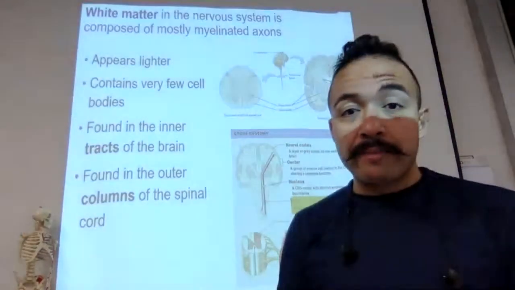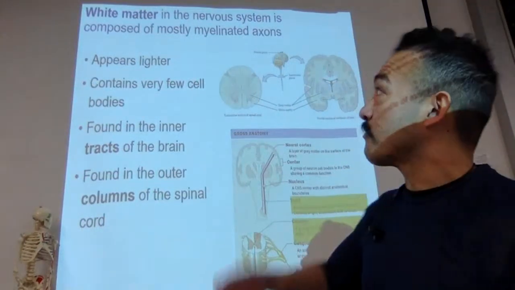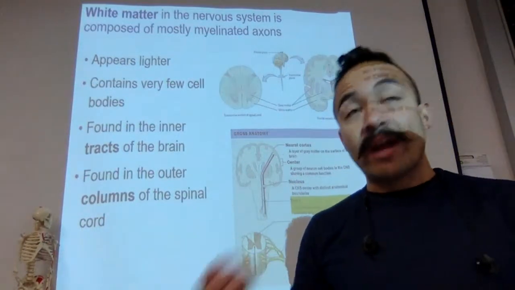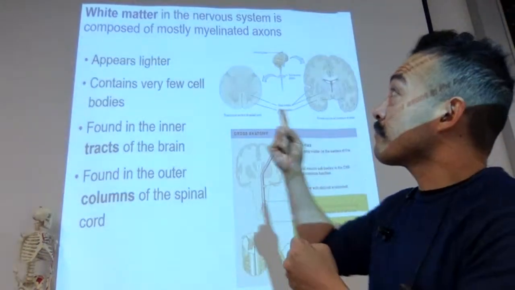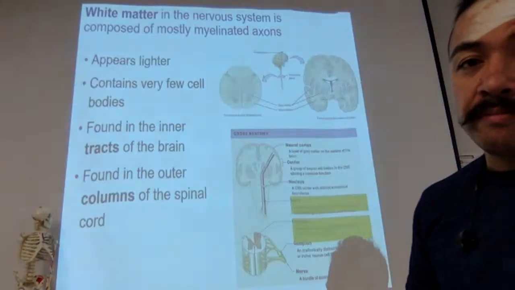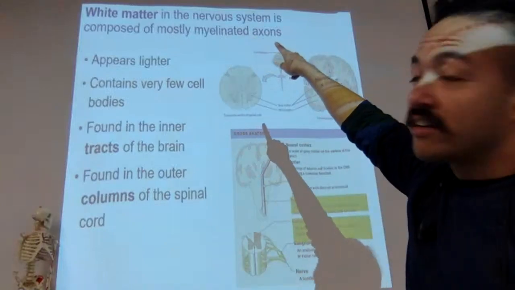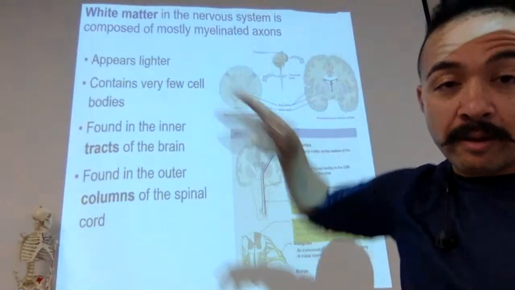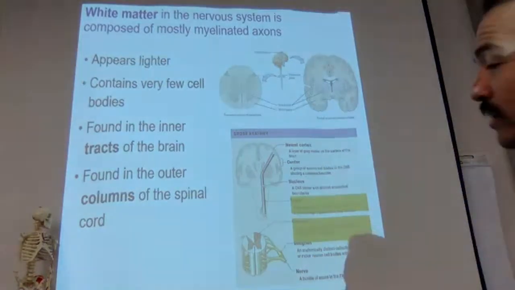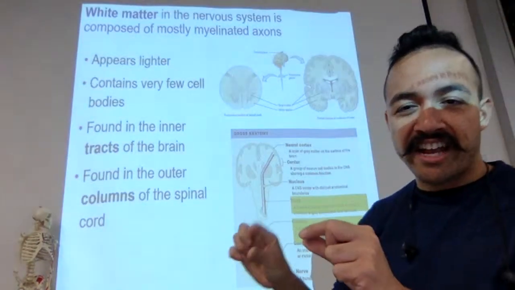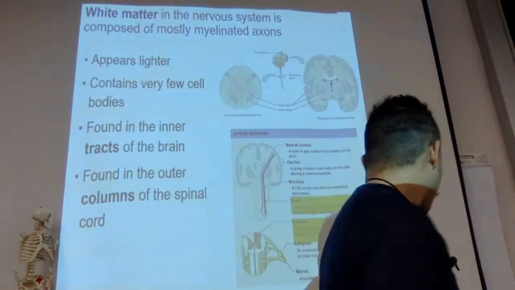Okay, so the opposite of gray matter, where you don't have gray matter, you have white matter. Gray matter appears darker because there are more cell bodies, more nuclei. White matter appears lighter because this is where you have myelin. This is where you have axons. Remember, myelin is made of fat, lipids. Lipids are a lighter color. If you ever see the fat on a steak, it's lighter.